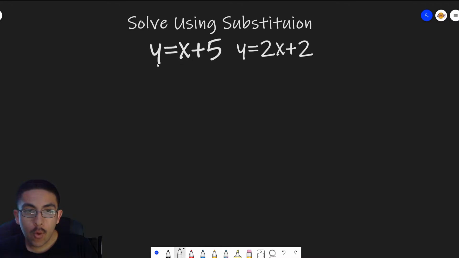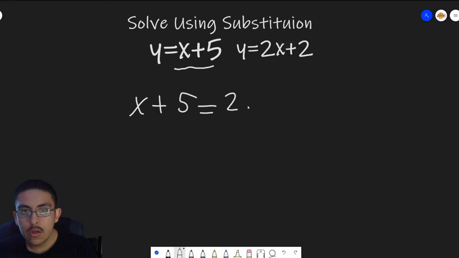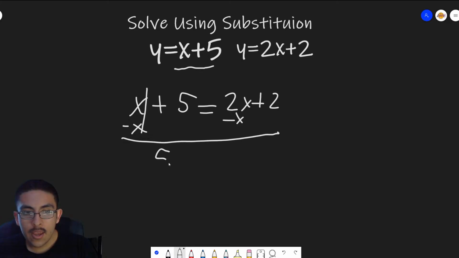We could make y equal to x plus 5, or we can make y equal to 2x plus 2. But this is our first one, so let's make it easier. We'll use the equation y equals 2x plus 2, and wherever we see y, we plug in x plus 5. So it's going to be x plus 5 equal to 2x plus 2. We need to get the x by itself on one side, so we can subtract x. This eliminates the x here, and all we have is 5 equal to 2x minus x, which is x, plus 2. And remember, we need to get the x by itself on one side.